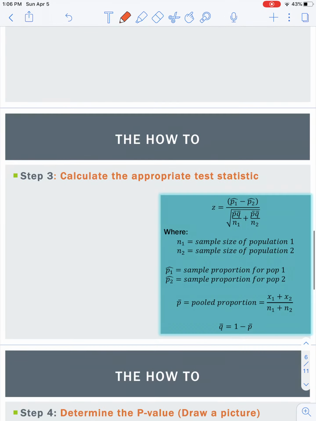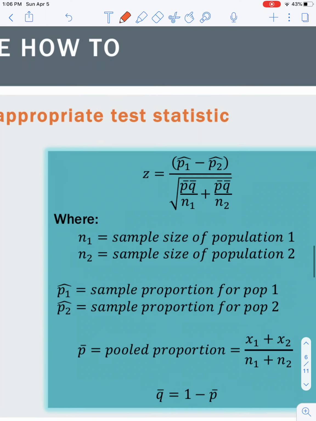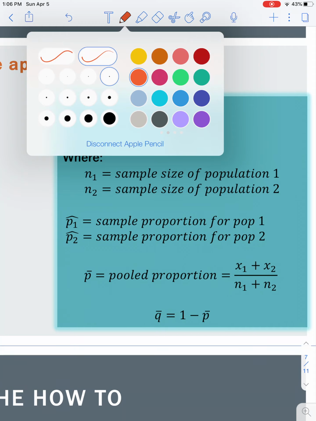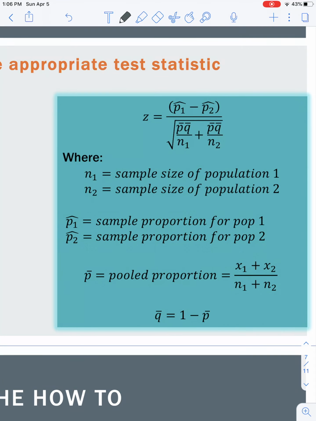Now we're going to move on to our test statistic. So here's our new test statistic. It's kind of a big one. There's a lot to this one. Okay, so this test statistic, it's z equals p hat 1, which would be the statistic, the sample proportion for population 1, minus the sample proportion for population 2.